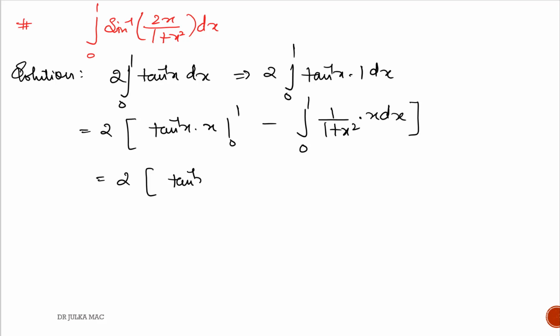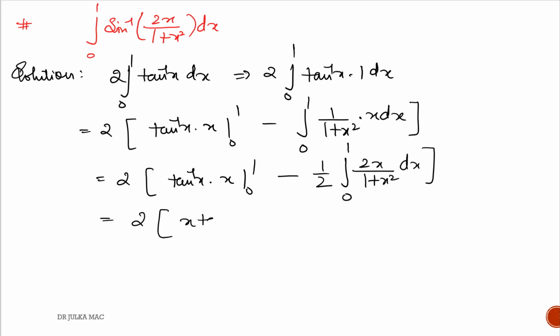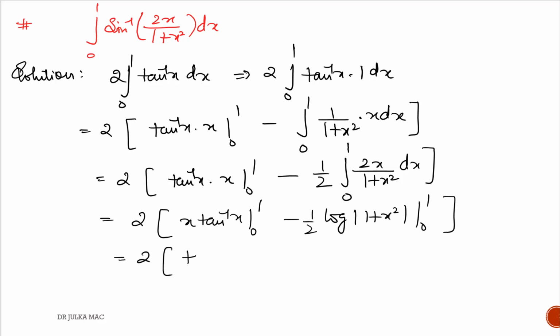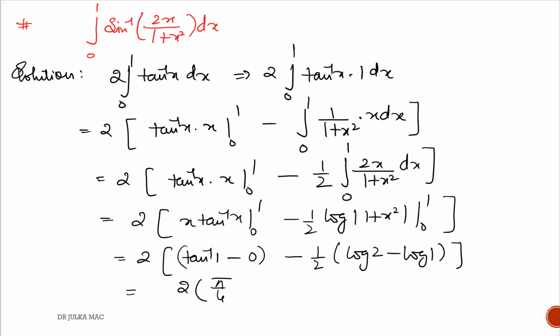In the second part, the derivative of the denominator is 2x, so divide by 2 and multiply by 2. And we will get, in the second part, minus half log of the modulus of the denominator, because the derivative of the denominator is present in the numerator. Now we will put upper limit minus lower limit in both parts and we will get 2 multiplied by pi by 4 minus half log 2 minus 0, because log 1 is 0. So the answer is pi by 2 minus log 2.